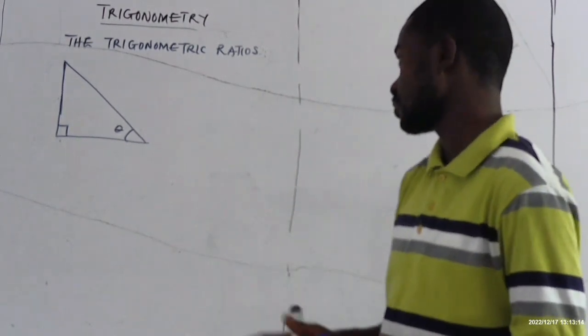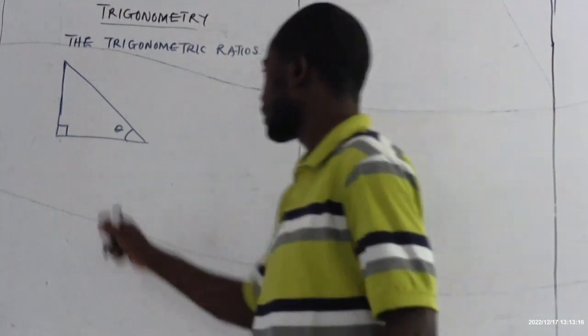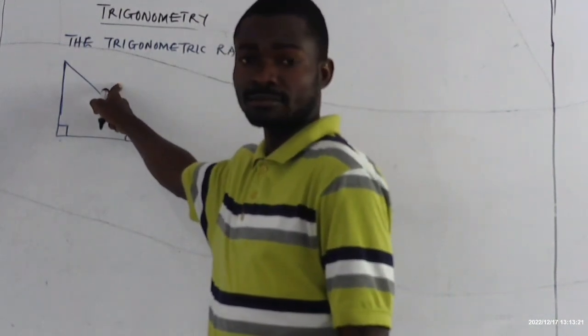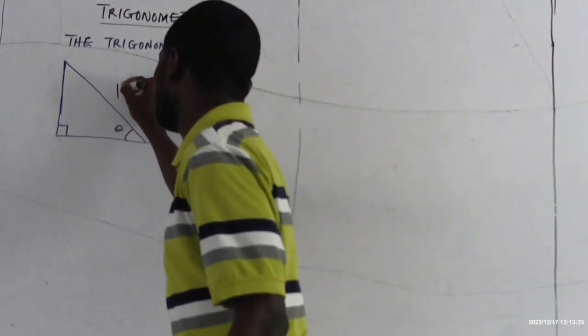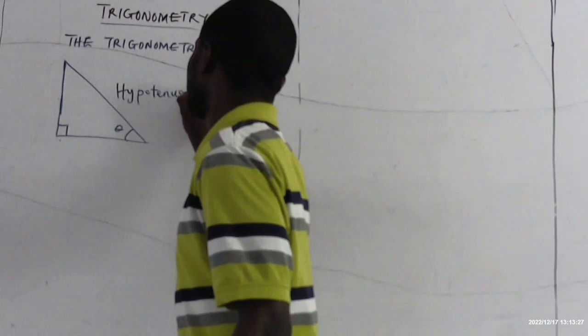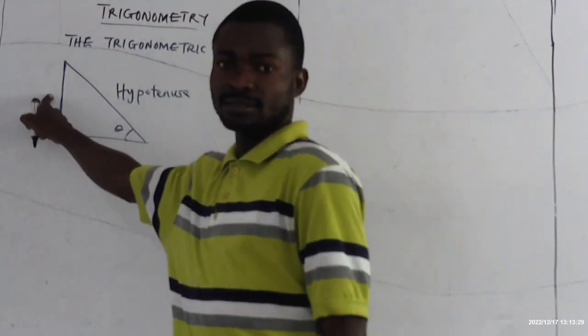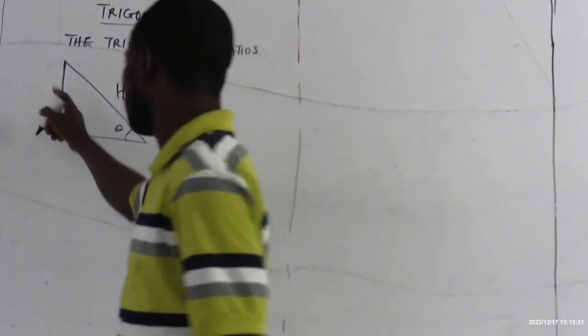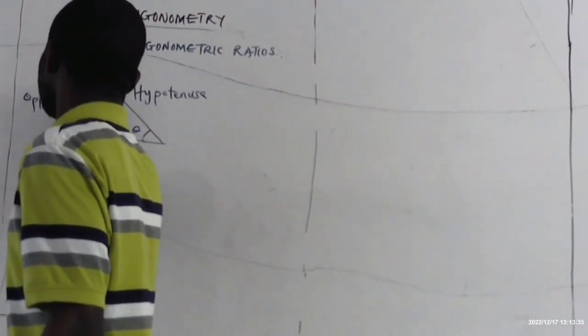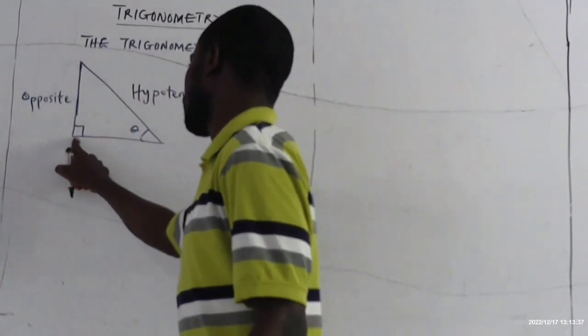This is a right angle triangle. You remember I said the side facing this box is called, that should be hypotenuse, if you remember. Hypotenuse. And this side facing this angle is called opposite. Now leaving you with the what? The last one, adjacent.